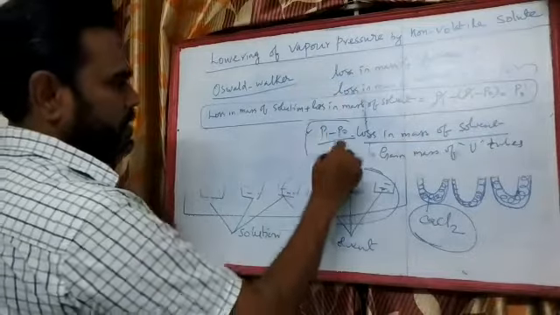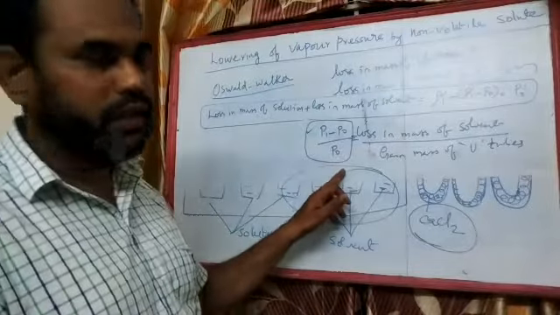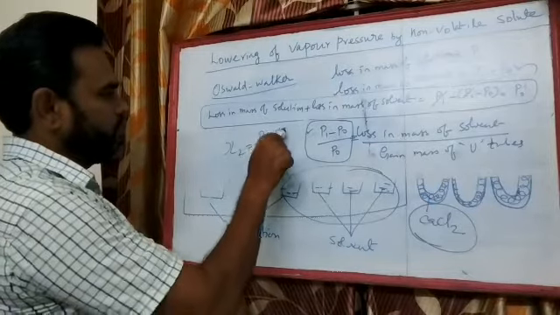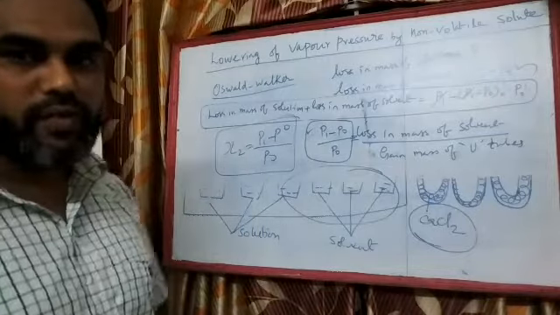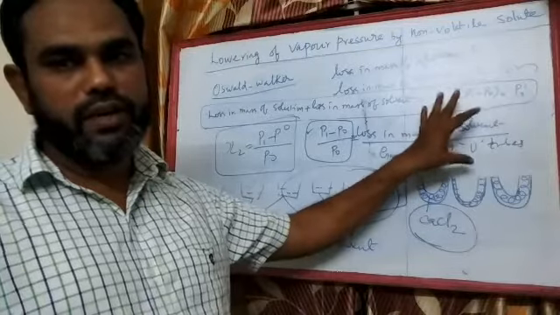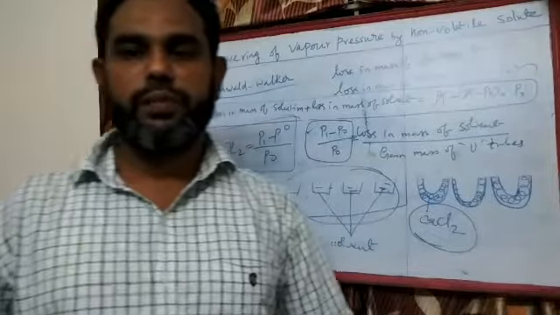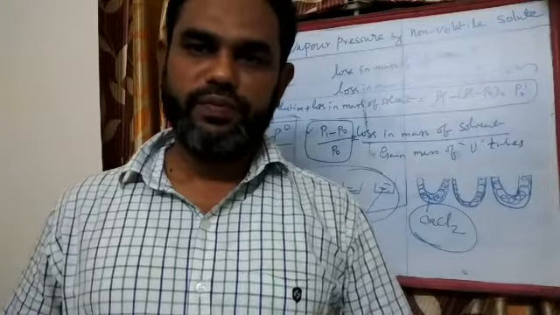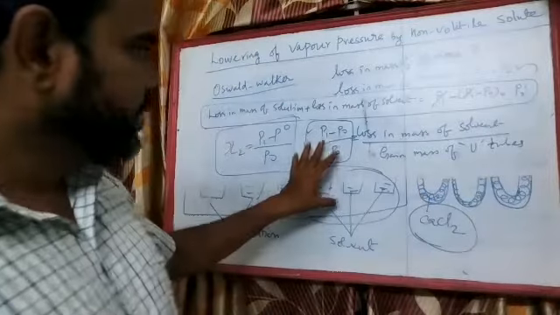So this P1 minus P0 is the relative lowering of vapor pressure. This relative lowering of vapor pressure we have already found out. This is equal to P1 minus P0 by P0. So from this we can measure the relative lowering of vapor pressure, and also you can prove that it is a colligative property by relating it with X2, the number of moles of the solute. Let me explain this experiment once again.